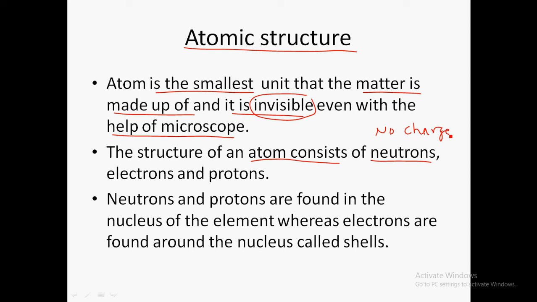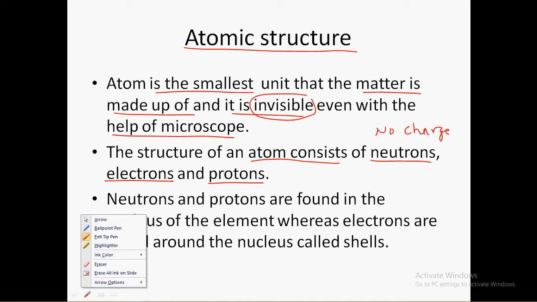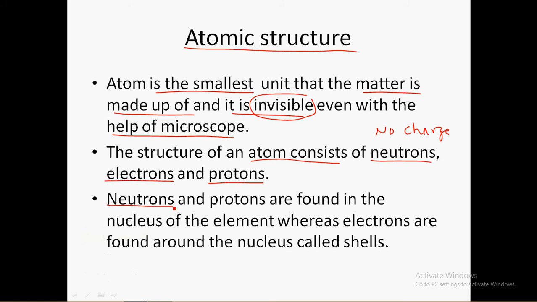The second particles that make up an atom are electrons. Electrons are negatively charged, as we took in the previous lesson. And also protons. Protons are positively charged particles that are found in the nucleus. The neutrons and protons are both found in the nucleus.